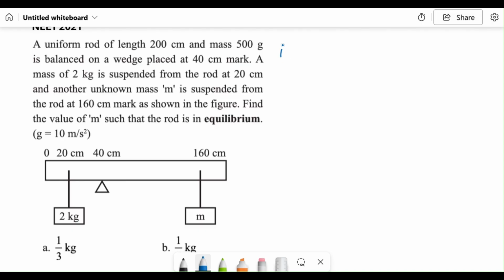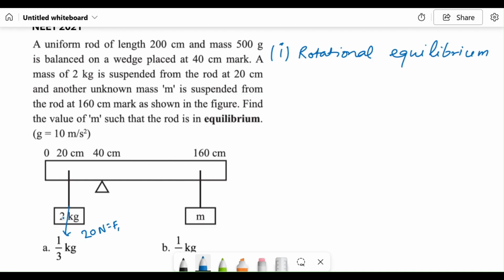So to get this rod in rotational equilibrium, net torque should be zero. So let us find out what are the forces and where are they acting. So here we have 2 kg. So we have a force acting here of 20 Newton force. Let's say this is F1.